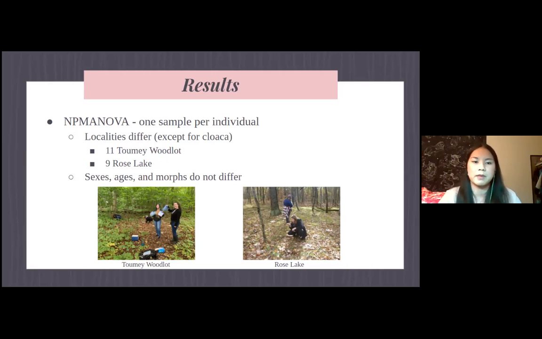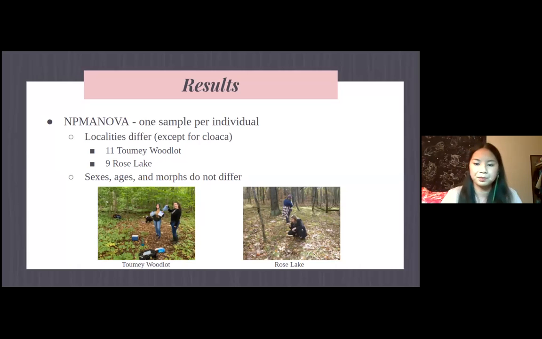So this means that salamanders from Rose Lake are most similar to other salamanders from Rose Lake versus salamanders from Toohey Woodlot, and that salamanders from the same location are more closely related to each other because of that location rather than because of their sex, their age, or their color morph. Interestingly, we did find this locality difference trend when we separated by the mental swab and the ventral swab, but not by the cloacal samples. We think this might just be because of our small sample size, since it was on the threshold of significance, but we're looking to increase our sample size and see if that trend continues moving forward.